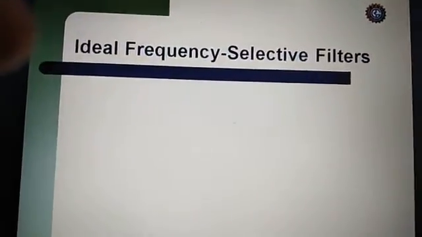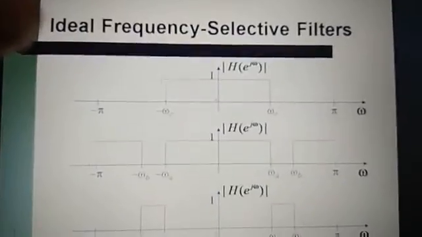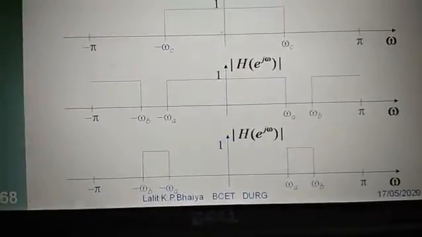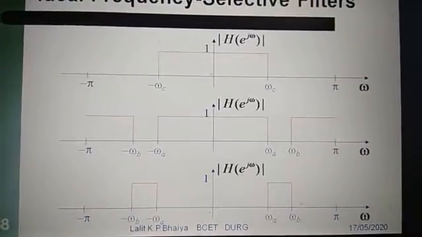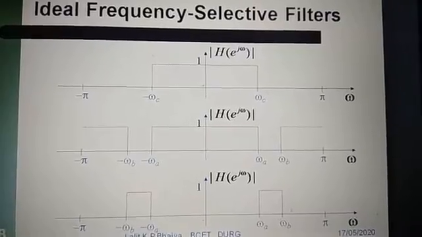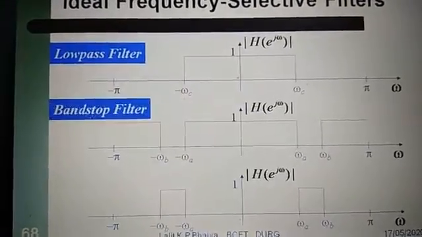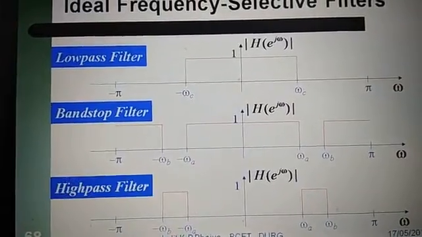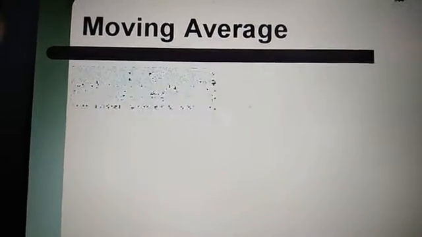Ideal frequency selective filters. This is the ideal filter shown here. There are types of filters: low pass filter, band pass filter, band stop filter, and high pass filter. These filters can be seen.